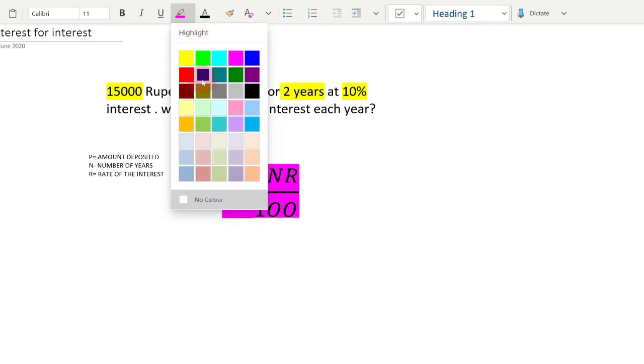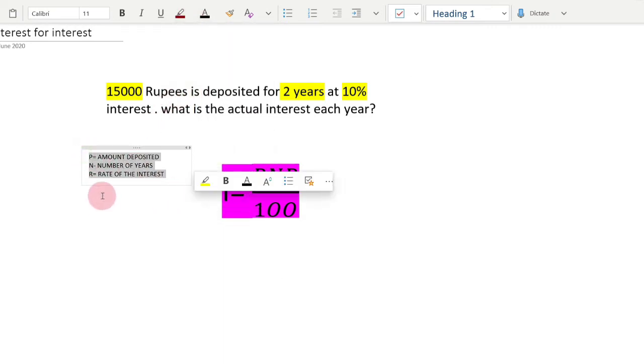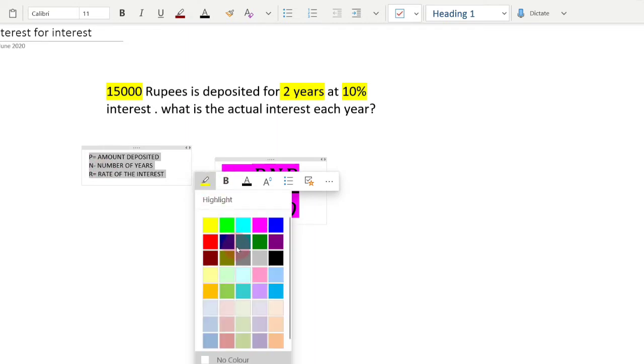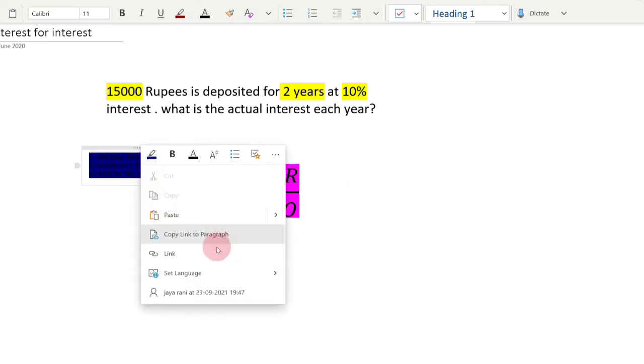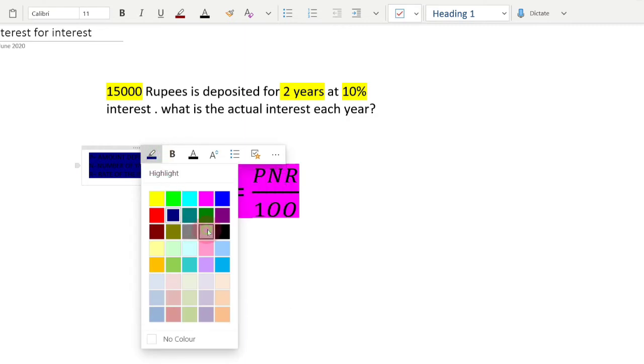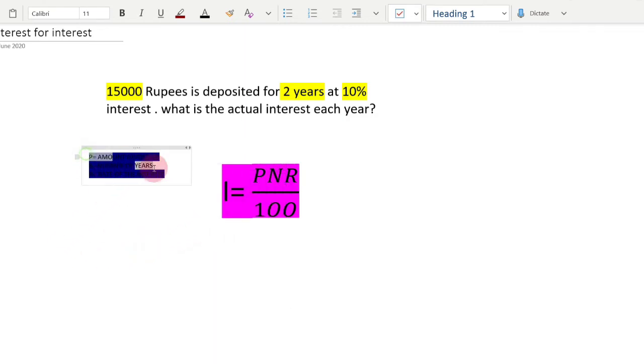I is equal to PNR by 100, where P is equal to the amount we deposited, N is equal to the number of years, and R is equal to the rate of interest. So these are the variables. And here we have a question.